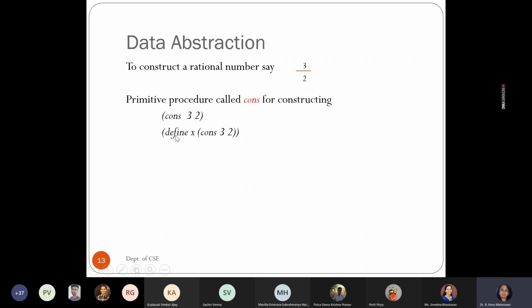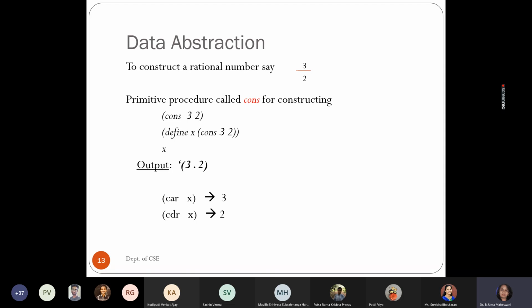So I can define a variable x, a complex variable, which is nothing but a pair of numerator and denominator. If I print it, I will surely get an output like this: single quote 3 2. It is nothing but a pair. I can also say it is a list. Now I would like to retrieve the numerator alone. The numerator is the first part of x, so car x will give you 3. I want the denominator part, so I will apply cdr.